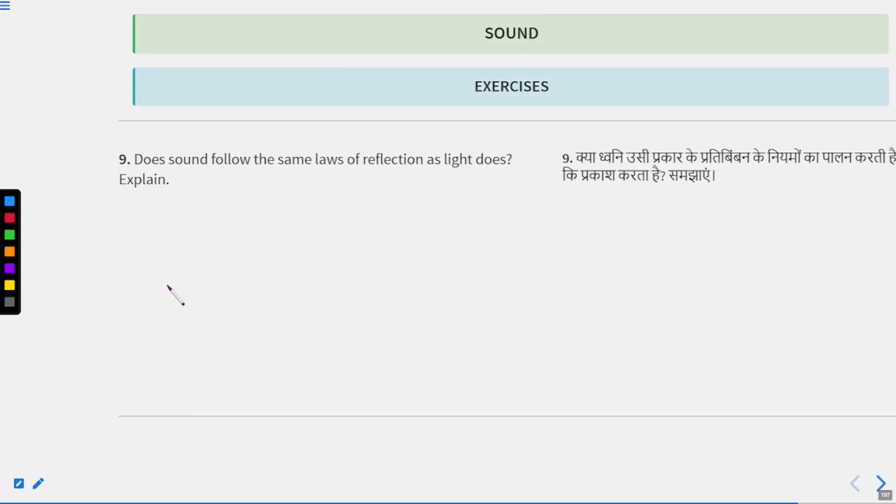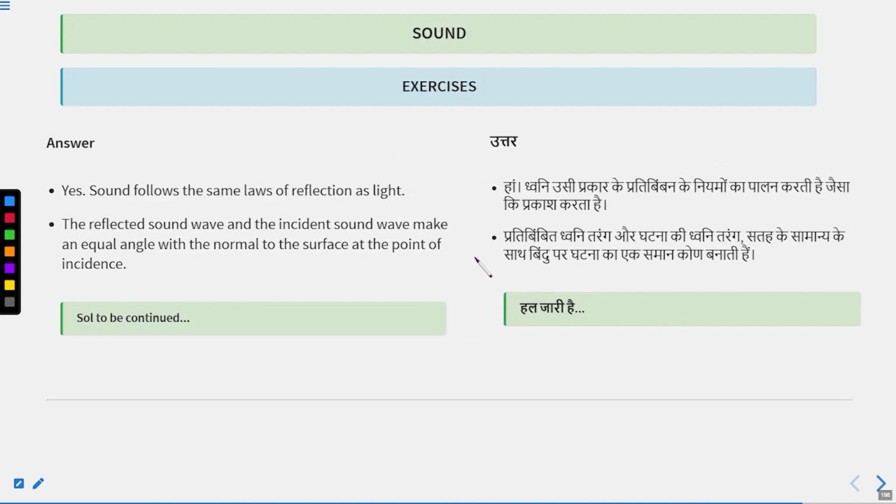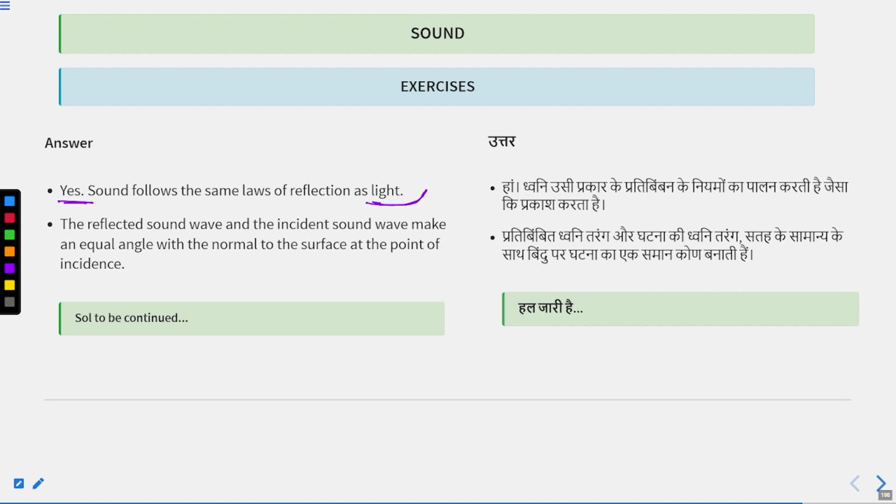Now the next question: does sound follow the same law of reflection as light does? The correct answer is yes. Light follows two laws of reflection. One is that the angle of incidence, angle of reflection, and normal lie in the same plane. And second, the angle of incidence is equal to the angle of reflection. From that chart paper example, we have learned that yes, sound also follows the same law of reflection as light does.